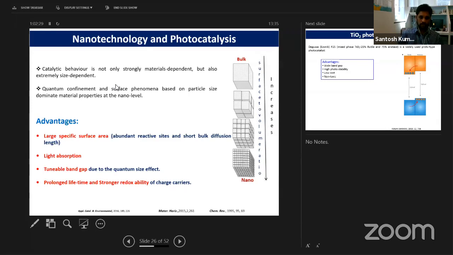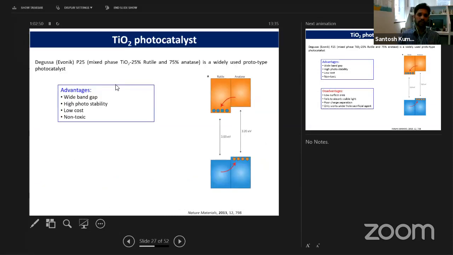For example, gold plasmonic nanoparticles absorb different light depending on the size. And you can tune the band gap through the quantum size effect. Because of the quantum effect, you can adjust the band gap energy, prolong the lifetime, and get stronger reducibility because of the high surface energy. So these are the advantages of nanotechnology in photocatalysis.